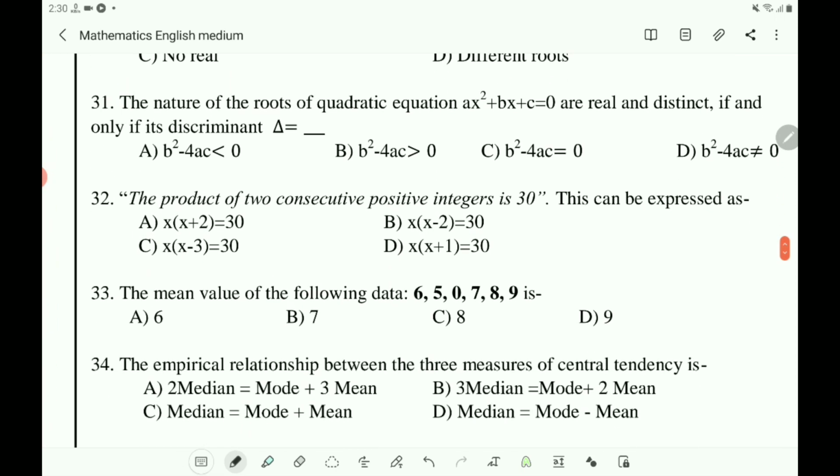Then you take the question number 31. The nature of the roots of quadratic equation ax square plus bx plus c equals 0 are real and distinct if and only if its discriminant delta equals. Real and distinct means delta, which is b square minus 4ac, is greater than 0. Just now we have discussed here. So option B is the answer. If b square minus 4ac is greater than 0, the roots are real and distinct.